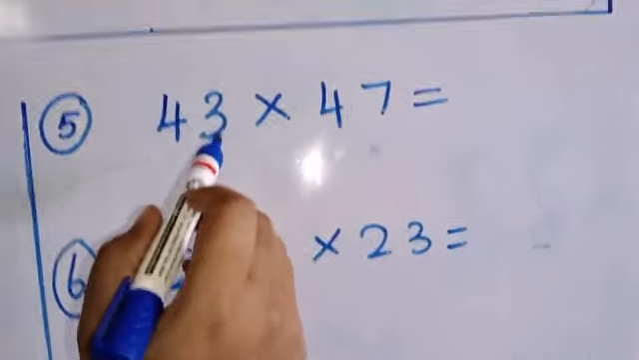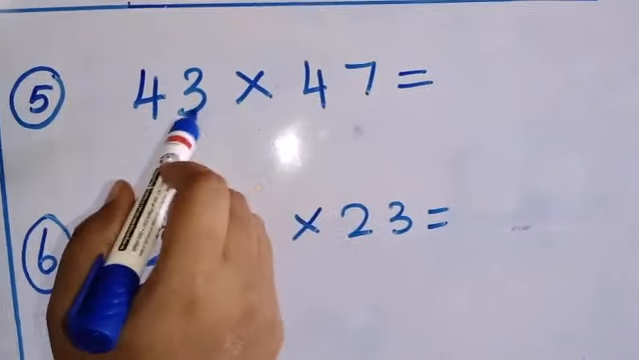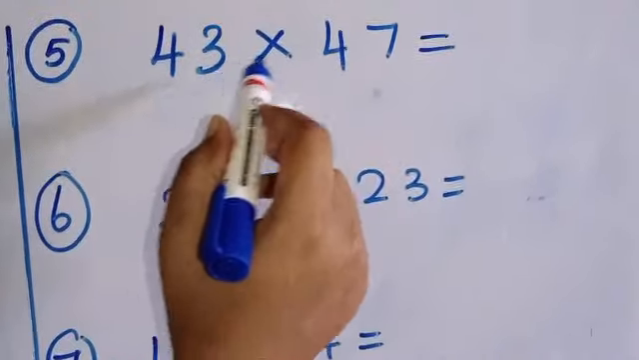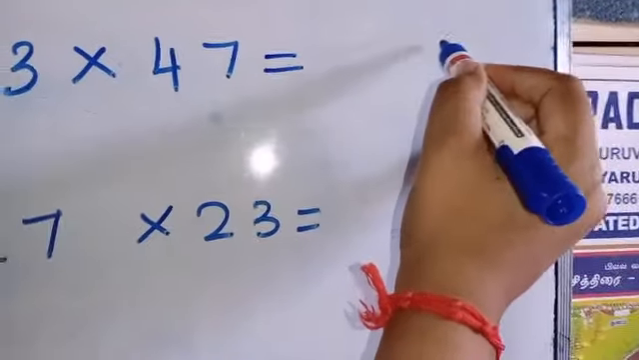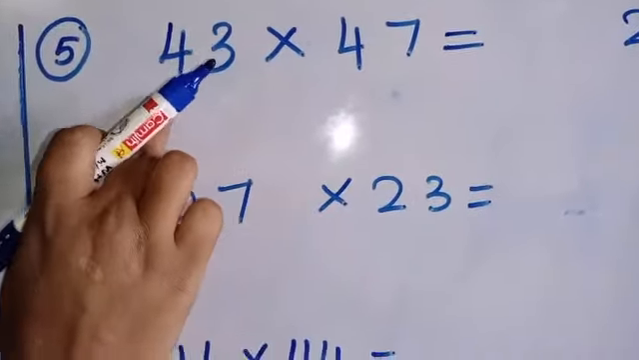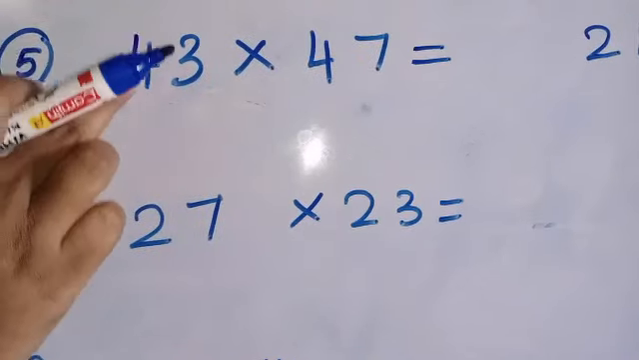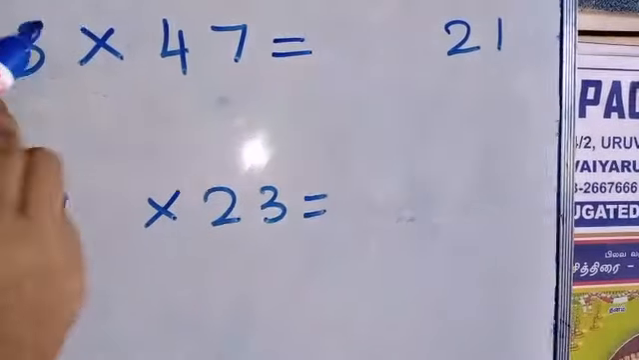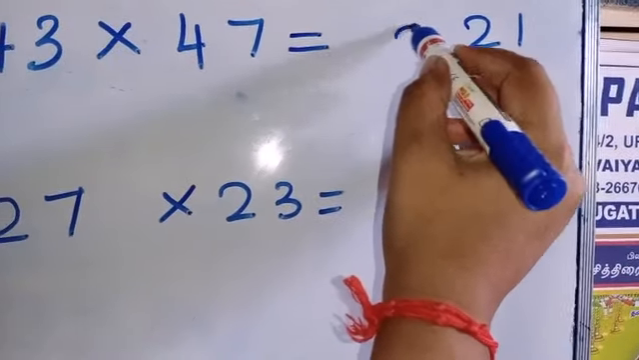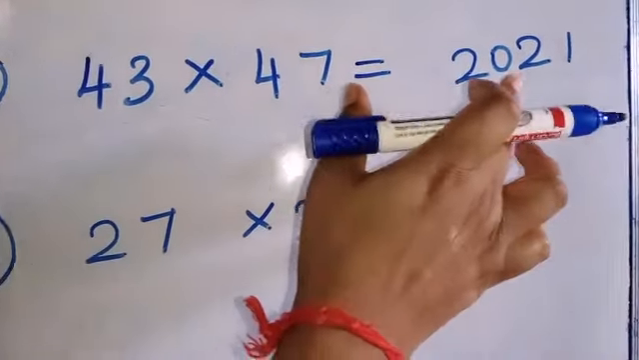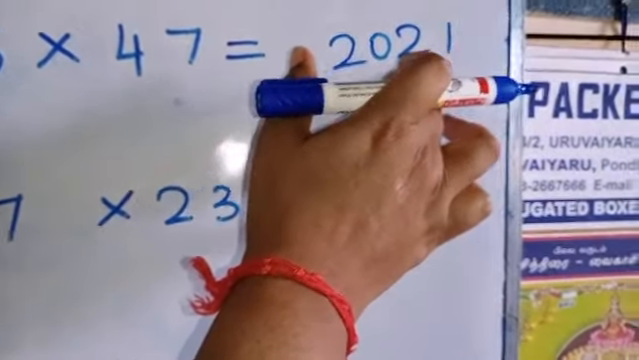Next, fifth one: 43 into 47. The last digits are 3 and 7. 3 sevens are 21. Here 4 after 5: we multiply 4 into 5. 4 fives are 20. The answer is 2021.